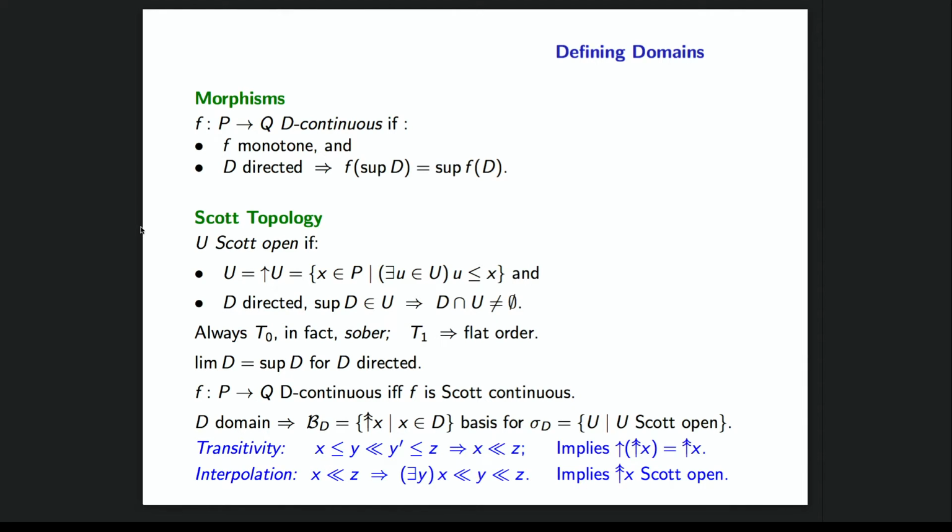And it also has what's called the interpolation property. If x approximates z, you can in between approximate z by something that x approximates. And those are exactly the conditions you need to show that each of these sets is Scott open, and then they give you a base for the topology because everything is the sup of the things that approximate it. Okay? All right, so this is all internally encoded in the domain structure. It's nice topological structure you can use.